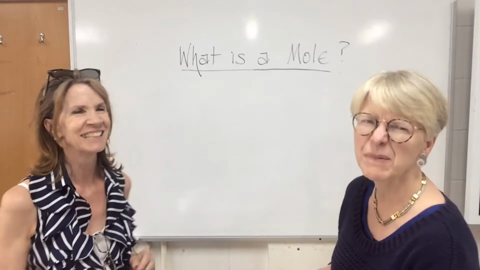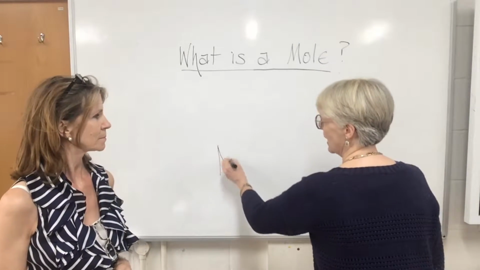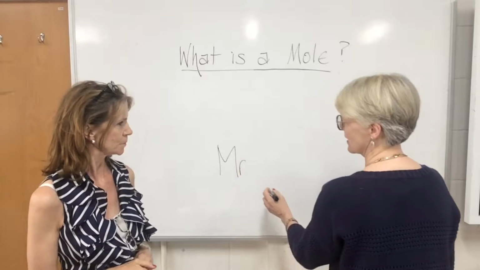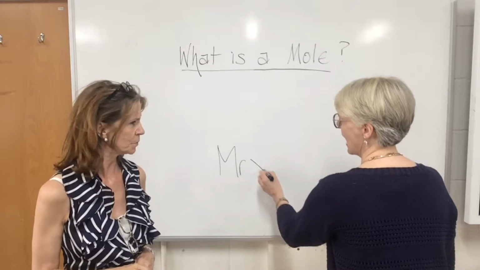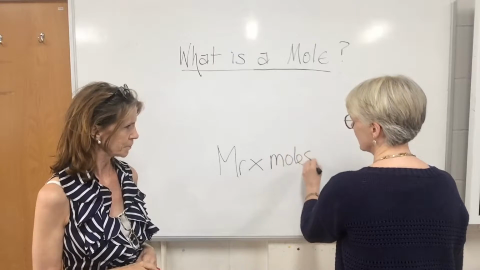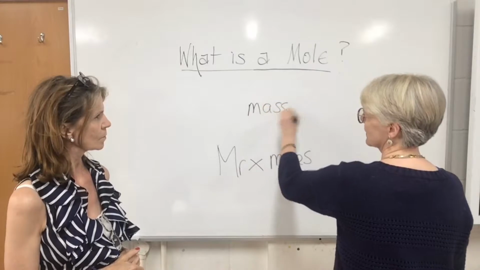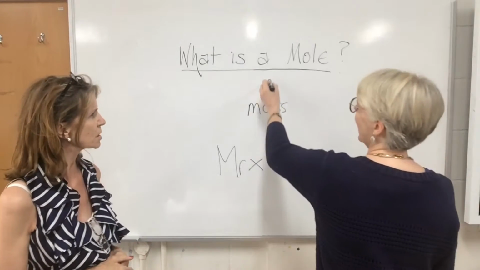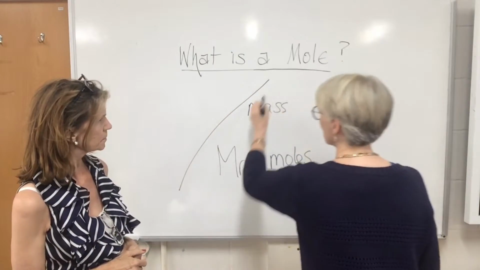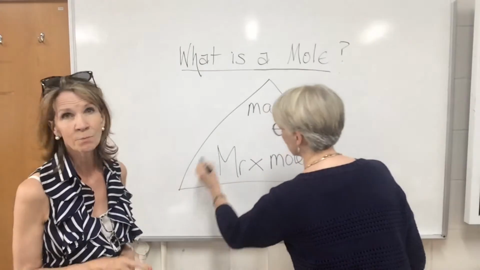Now, let's make this simple again. Yes. So, if we have the MR of a substance, that's the molecular mass, and we multiply it by the number of moles, that will give us the mass in grams. Yes, that's very straightforward. And I can turn that into one of our very helpful triangles. And that means three-sided.